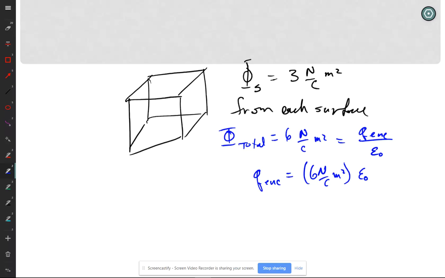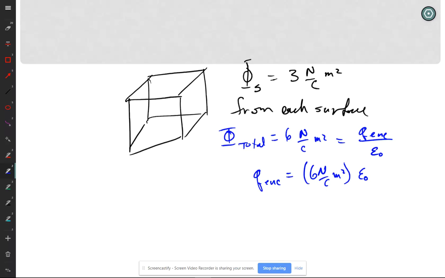And you'll end up with a charge that is a number, 6 times 8.8. Let's say 6 times 9 is 54. So it's almost 54 times 10 to the minus 12, or 5.4 times 10 to the minus 11 coulombs. That's a rather trivial case, but it shows you it doesn't have to have the symmetry. You could have gone the other way.